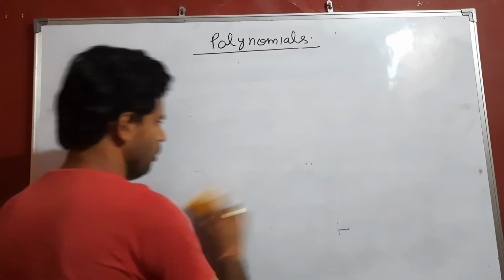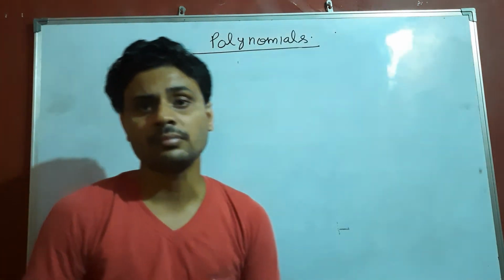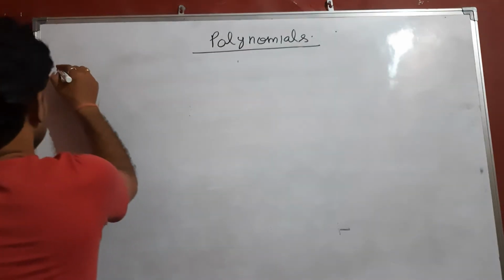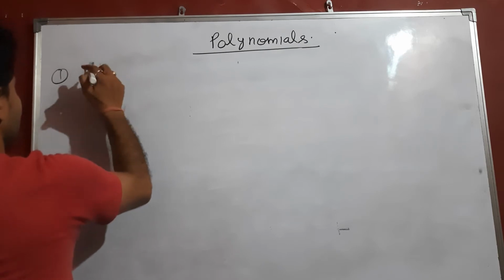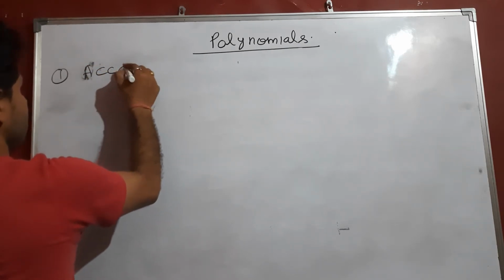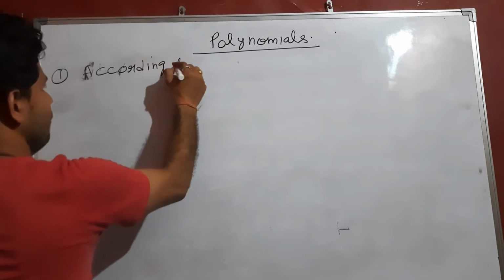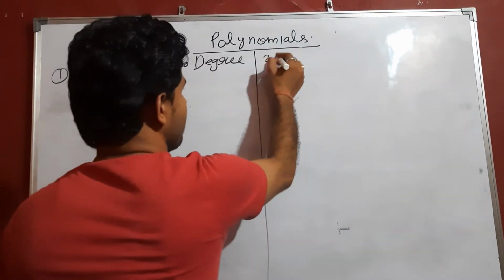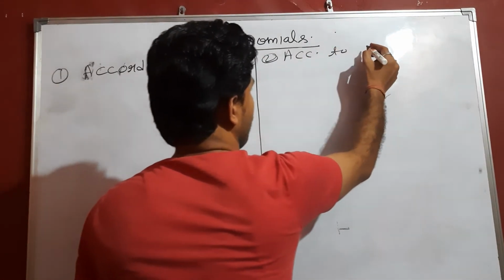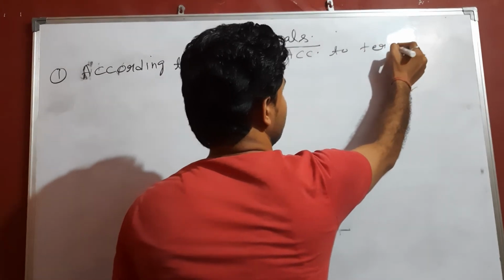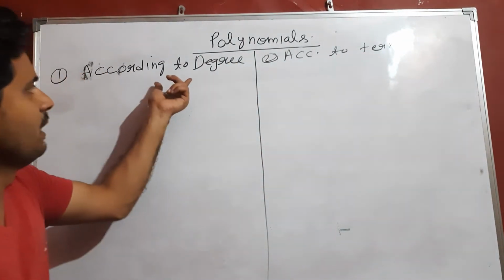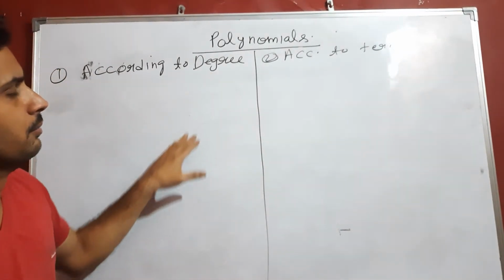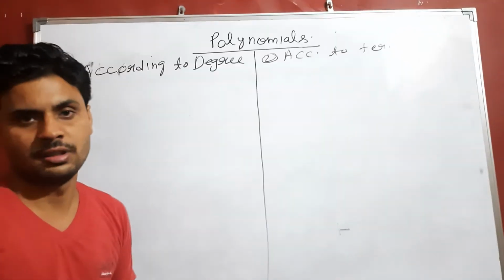Actually, types of polynomials depend upon two main points. First is according to degree, and second is according to terms. Means on the basis of degree, we have recognized and identified the types of polynomials.